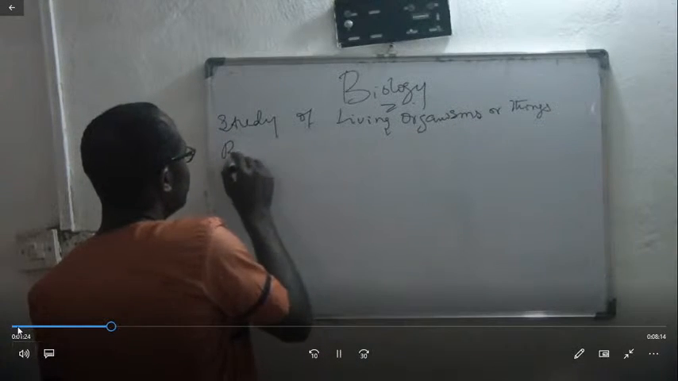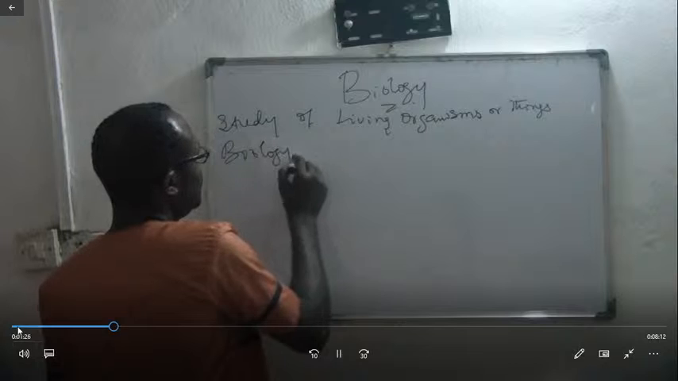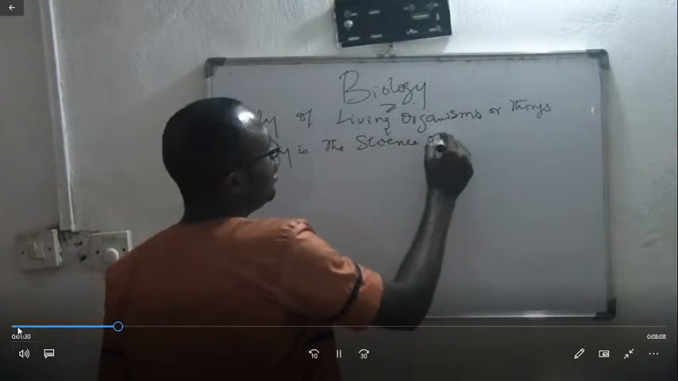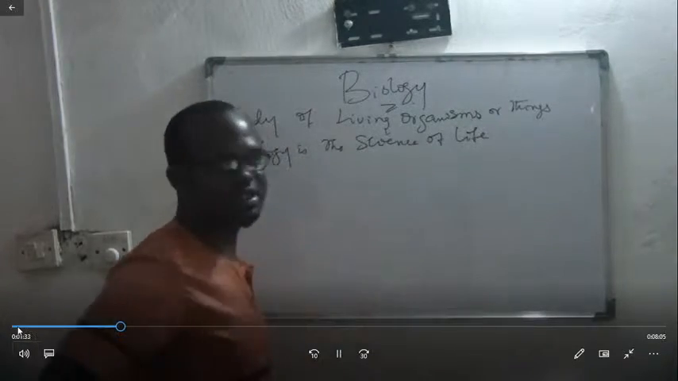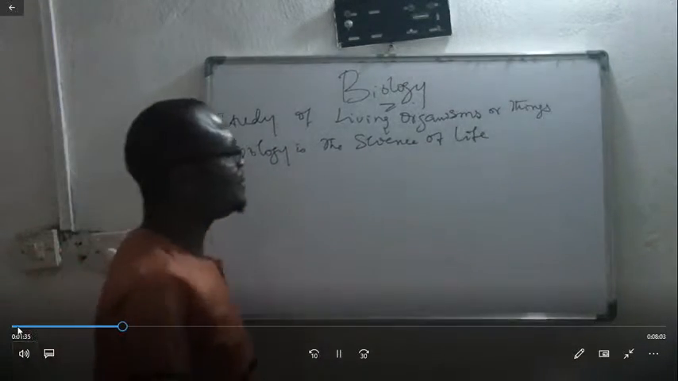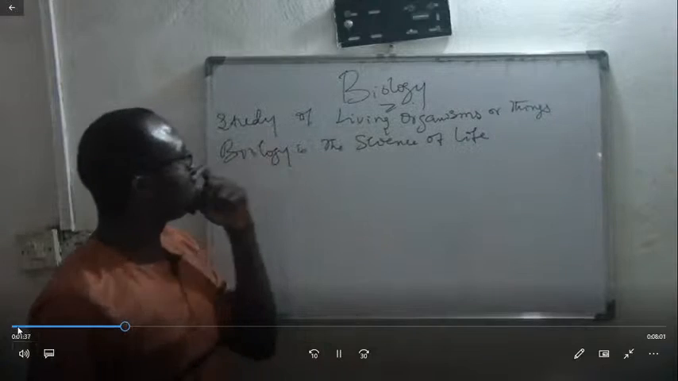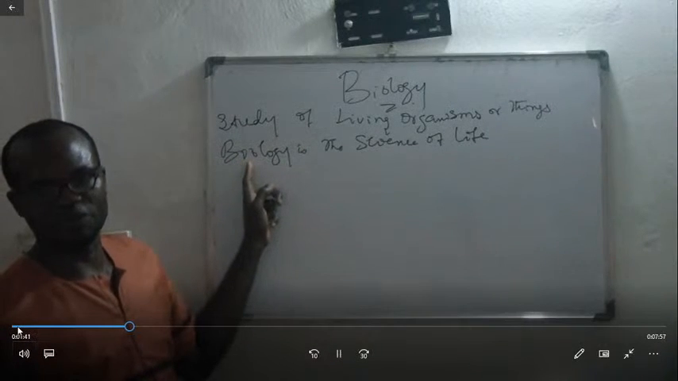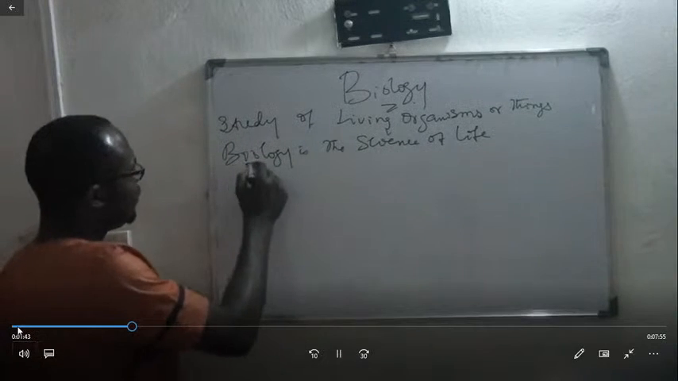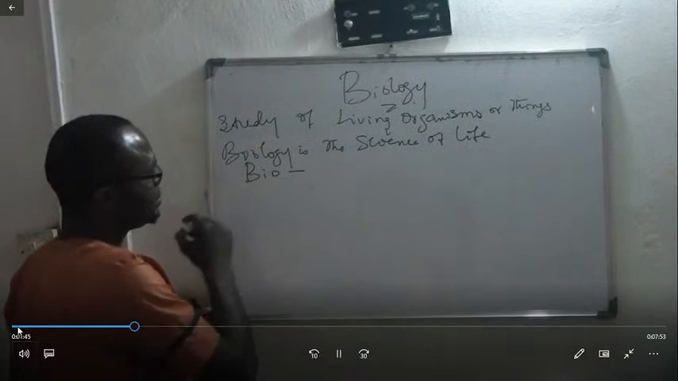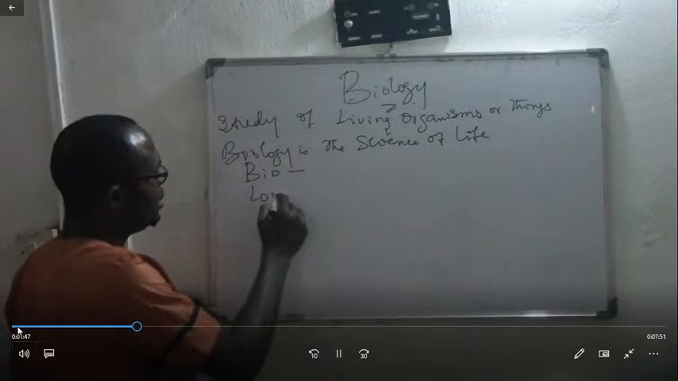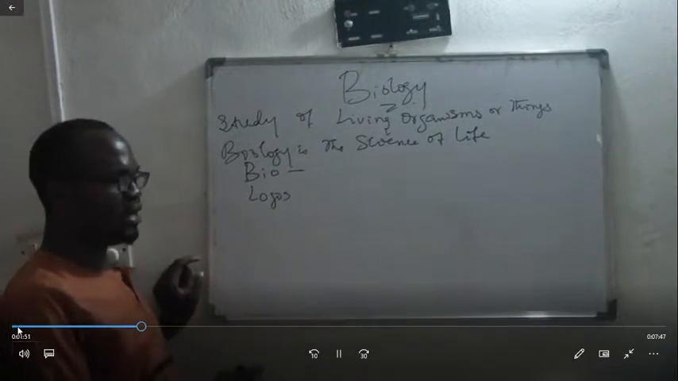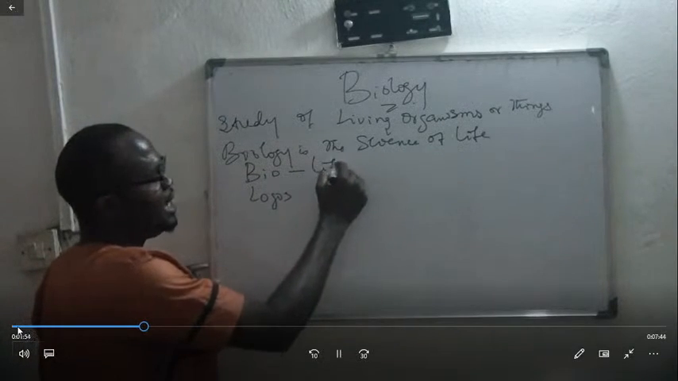So you can also say that biology is the science of life. Biology is the science of what? Life. This word biology came from two Greek words. The first one is bio, and the second one is logos. You understand? And this word bio simply means life.